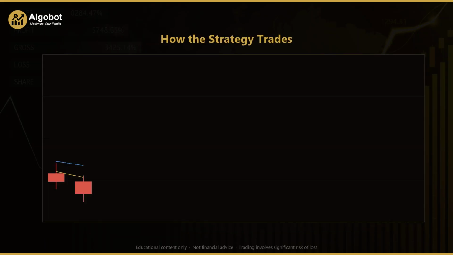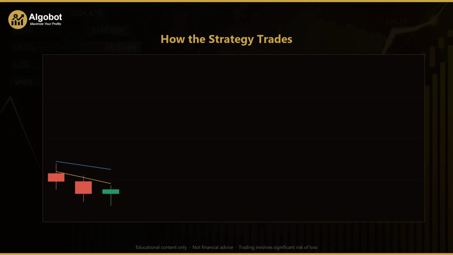Now let's bring the logic to life on this illustrative chart. On the price candles, you can see 2 lines. A faster moving average, in gold, that reacts quickly to price, and a slower moving average, in blue, that lags behind and smooths things out. Watch how they weave together, because their crossings are the entire signal.